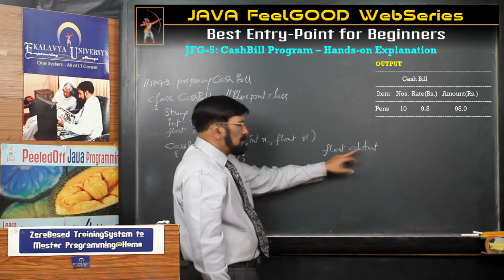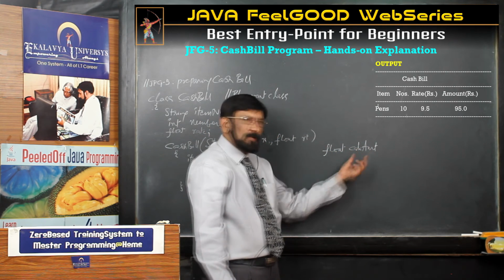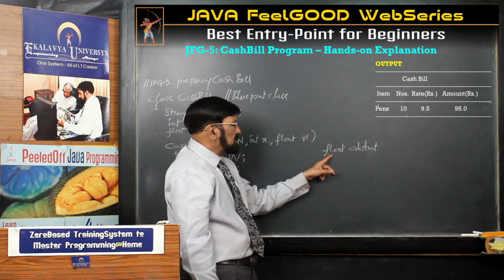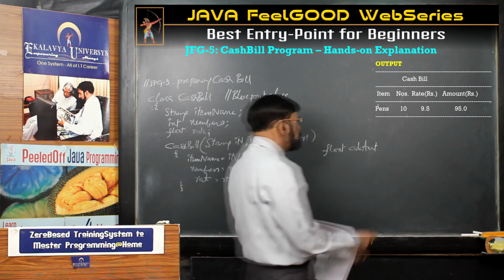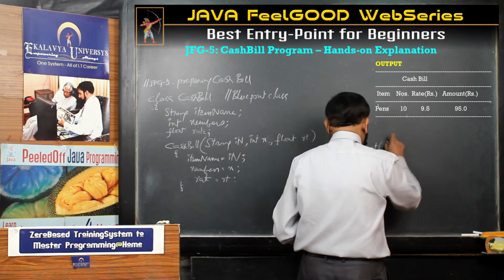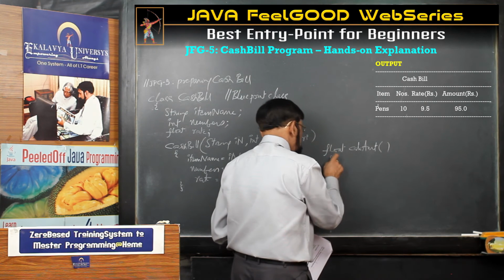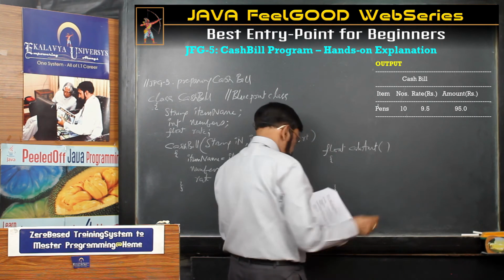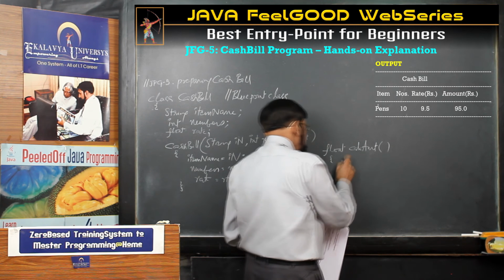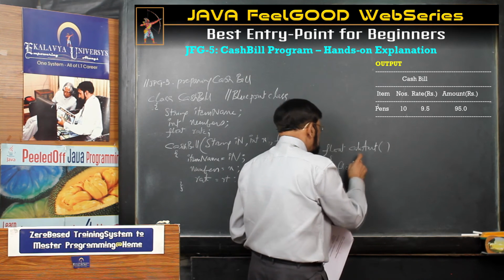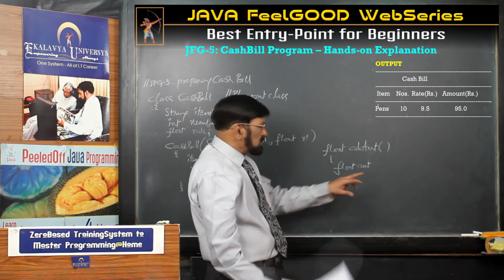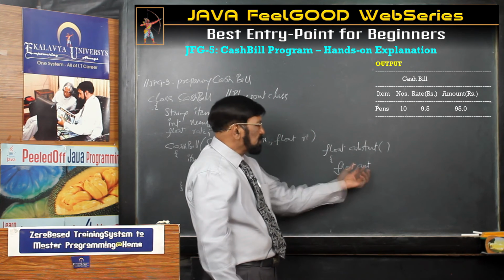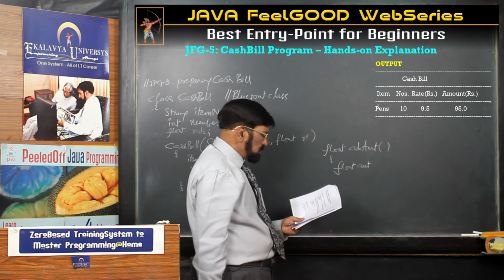And when you calculate amount, what should be its type? Its type should be float. That's why I have written float. And now again a block you create. And in this float, one local variable create, because amount is calculated, it should be stored. That's why AMT short name you can use.